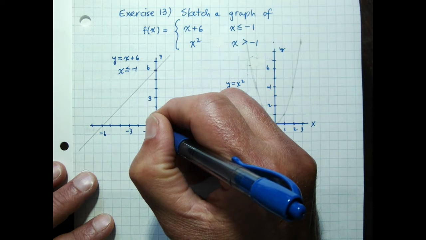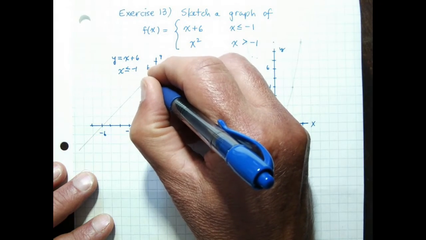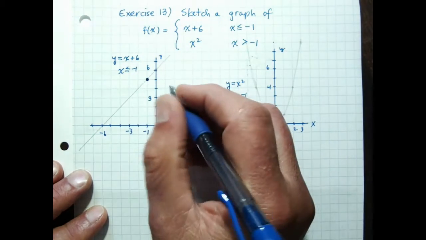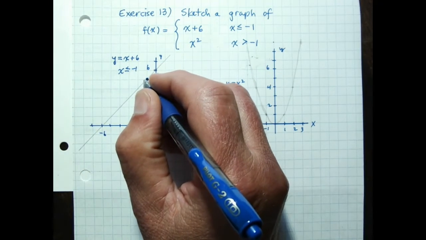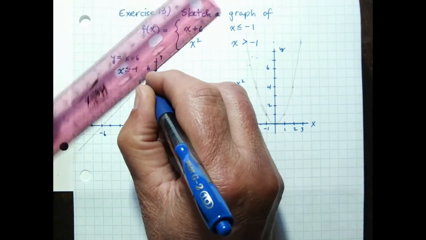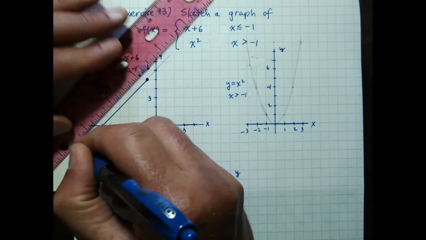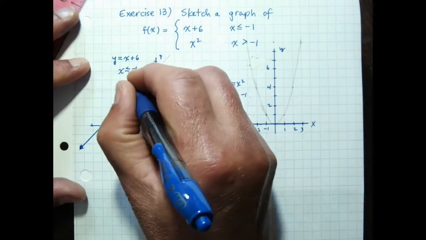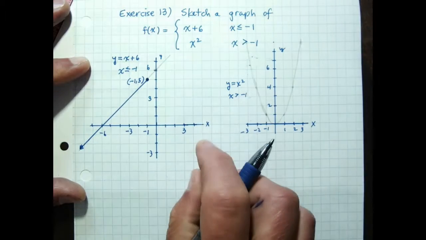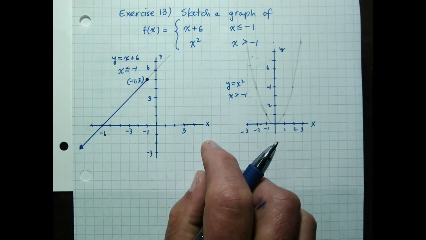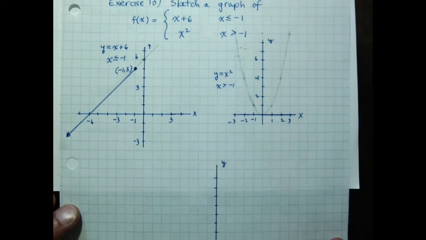At negative 1 on the graph of y equals x plus 6, we get the point negative 1, 5. So I'm going to color that in with a darkened circle. And then I want to include the line that extends to the left of that. And maybe I'll just indicate the coordinates of that point. That's negative 1, 5 that I colored in with a dark circle. So we're going to use that portion of the straight line along with a portion of the parabola.